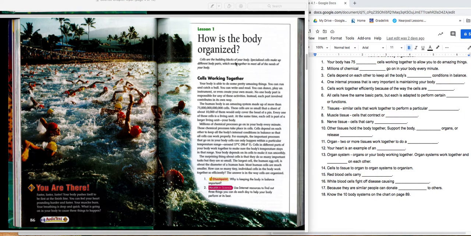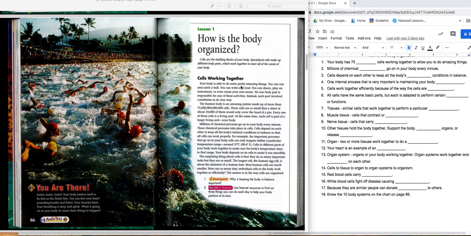Cells are the building blocks of your body. That's why we studied those in the last few chapters. Specialized cells make up different body parts which work together to meet all the needs of your body. And a nice pretty picture of the start of a triathlon here with everybody jumping in the water and starting to swim. How exciting. Let's get going about our cells working together.